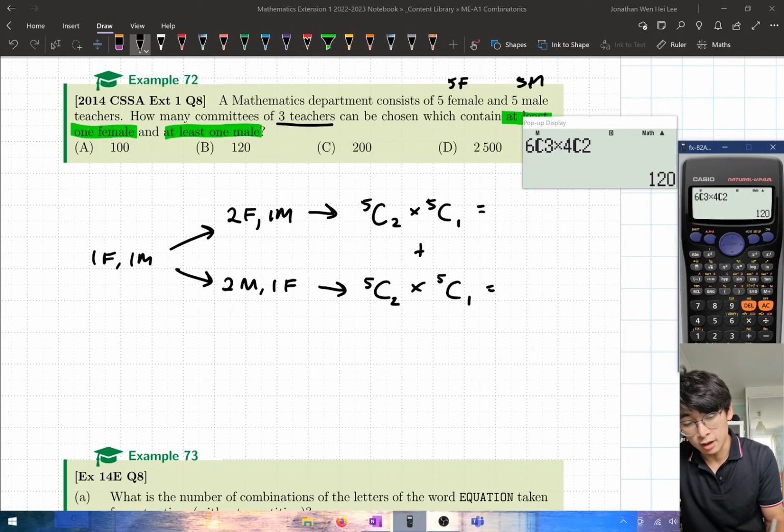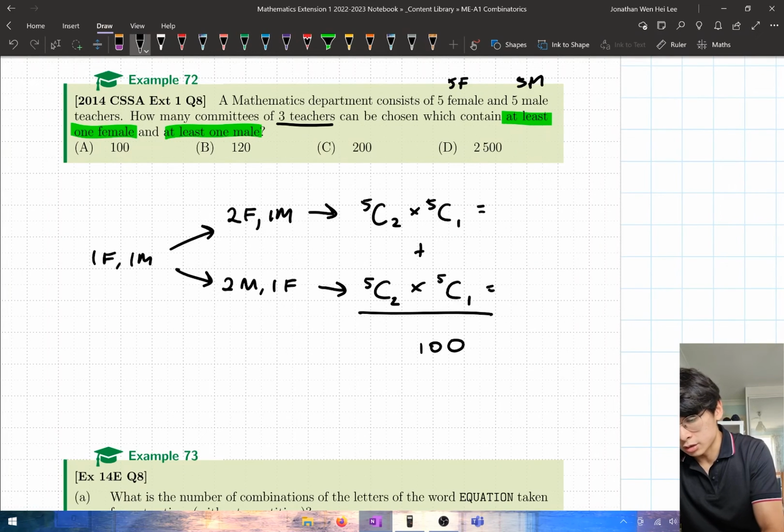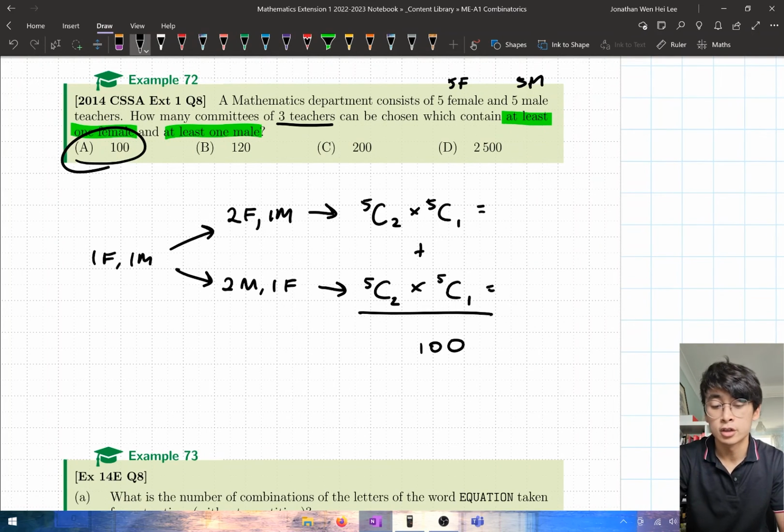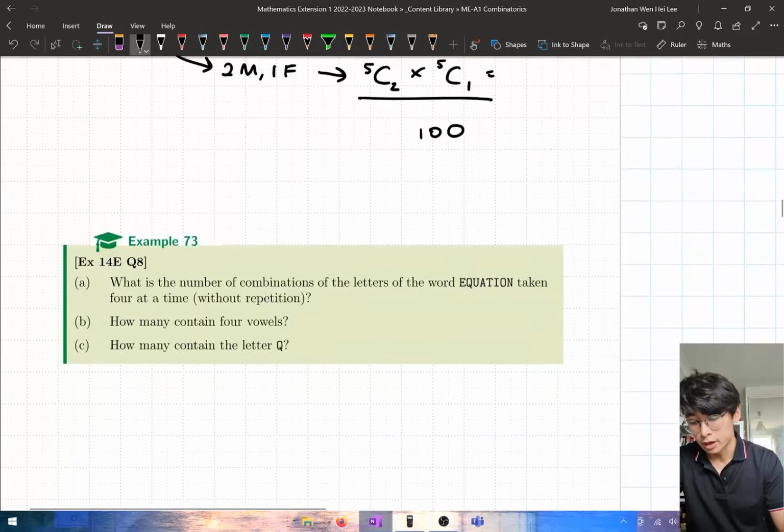And so I'm going to put this in my calculator. I'm actually going to do it a lot quicker. I'm going to do 2 times 5 choose 2 times 5 choose 1. And so we end up getting 100. So this gives me 100. And so here, this is 100 ways of doing this. Okay. Hopefully that was helpful, that one. That one hopefully was pretty straightforward.